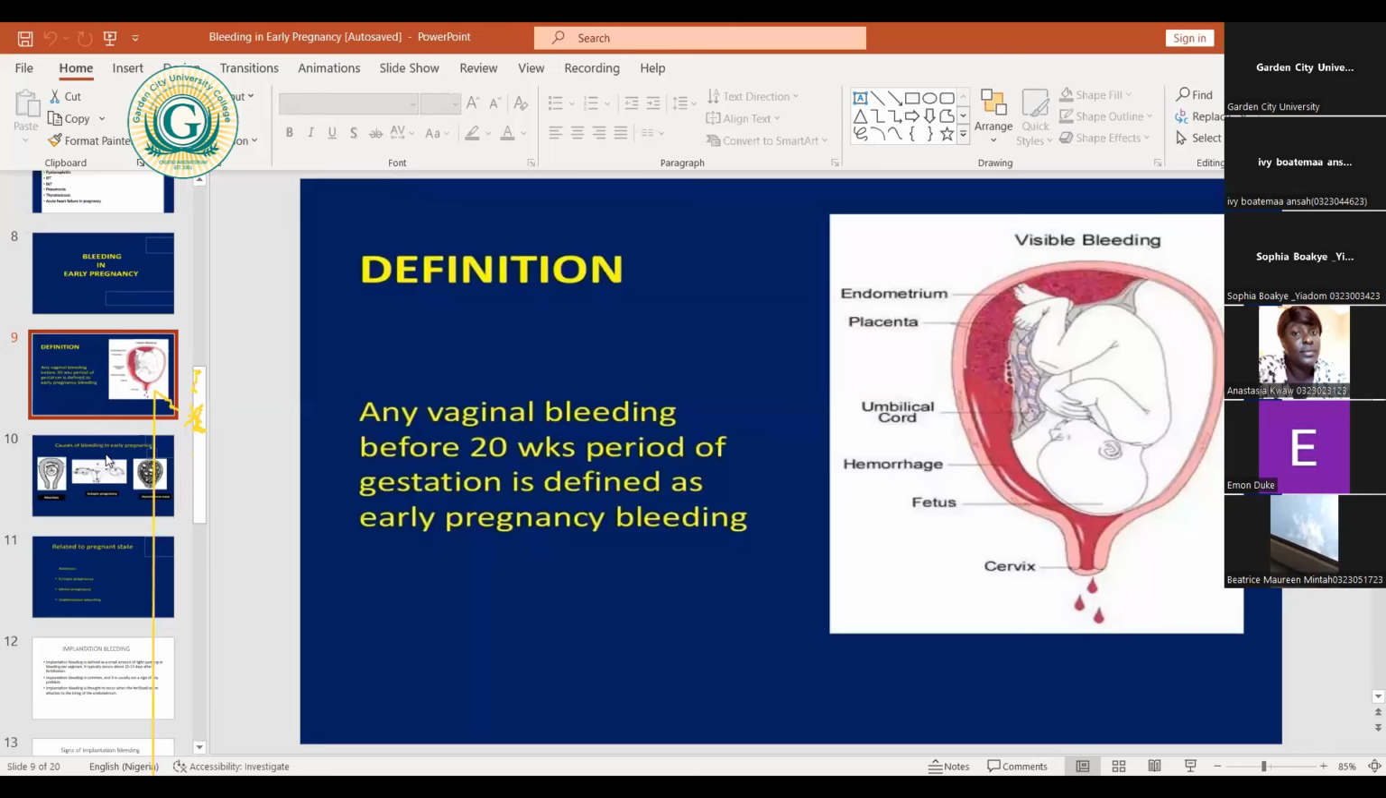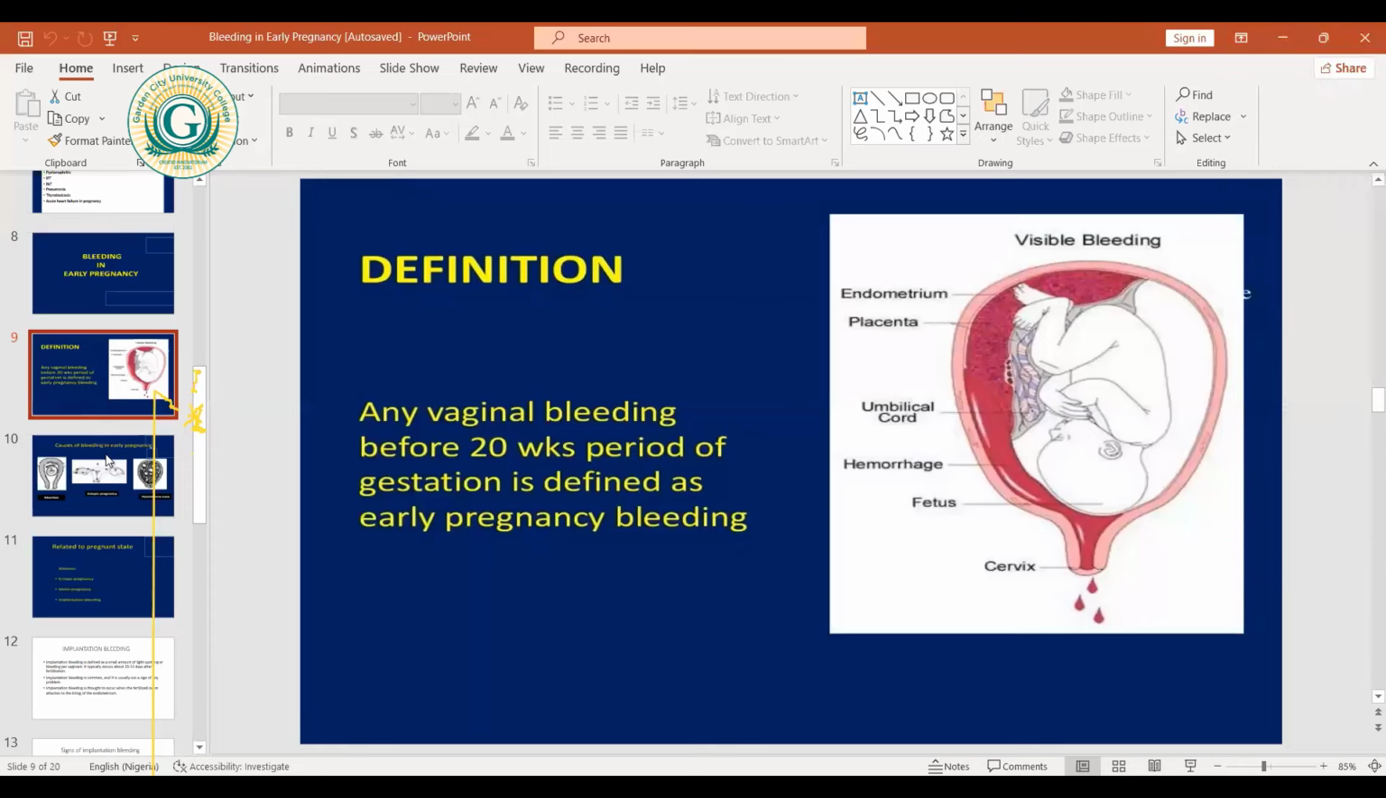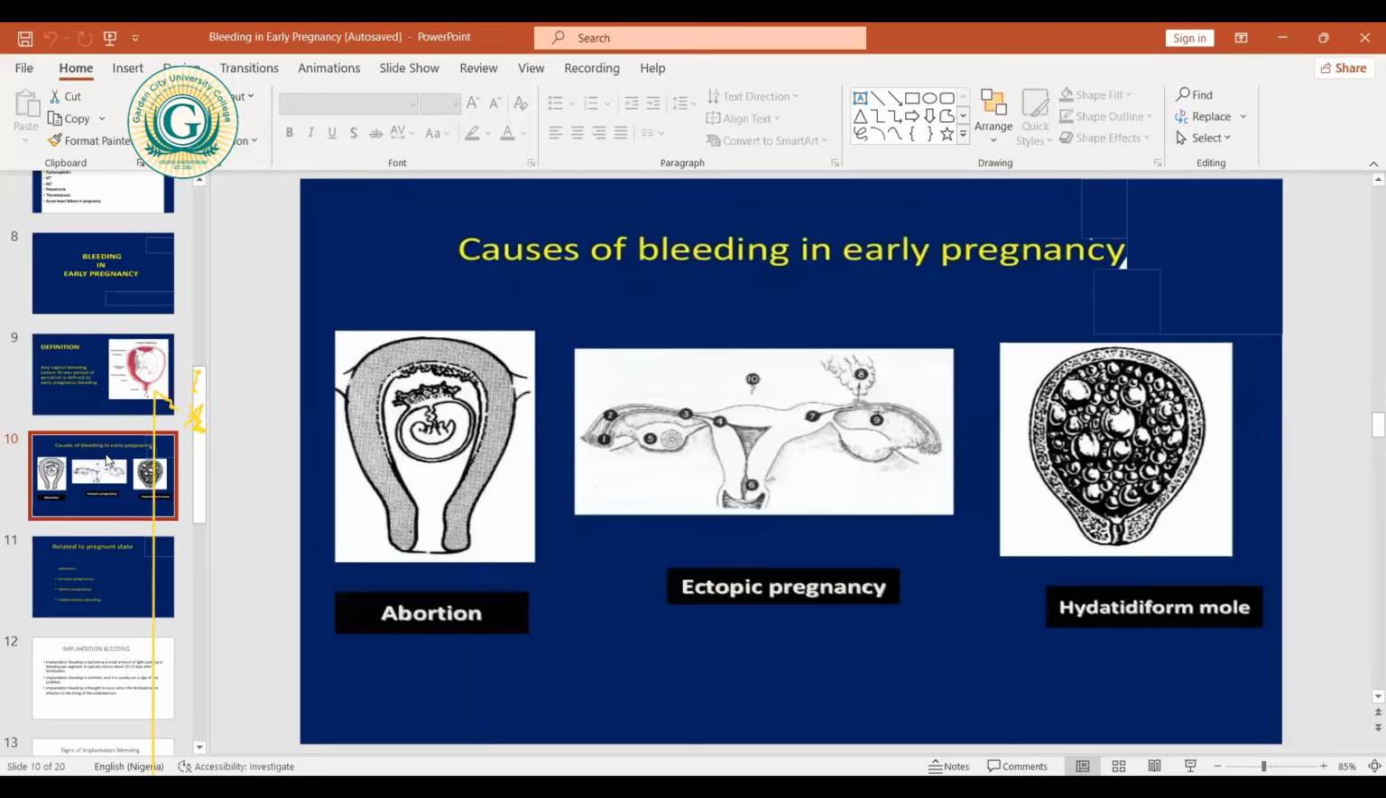The possible causes of bleeding in early pregnancy are: one, abortion. That pregnancy may be threatened. Two, it could be ectopic. And depending on the size of the ectopic, it may have ruptured. And so there is bleeding. Or maybe there is hydatidiform mole. If that is the cause, it will bleed.